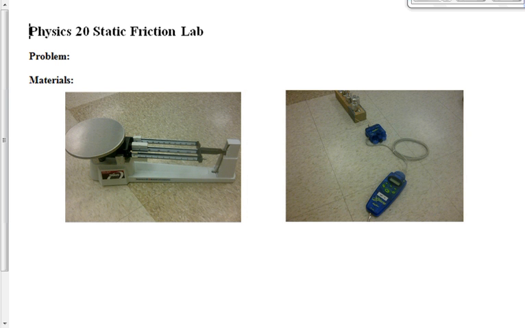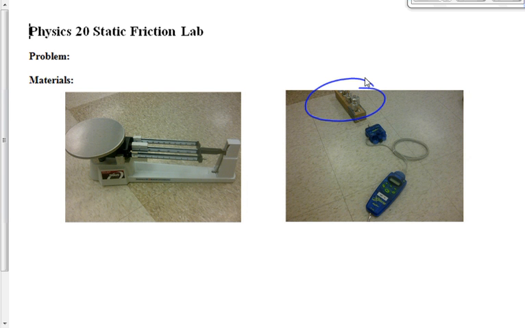Today we're going to perform a lab, the purpose of which is to find the coefficient of static friction between two materials. Now, I don't care what two materials you use. Bottom line is you have to specify in your problem, in the form of a question, what two materials they are. So, for instance, if you used a wooden block, which I say I don't care which two materials you use, I do care what one of them is. You're going to use a wooden block as one of your surfaces.